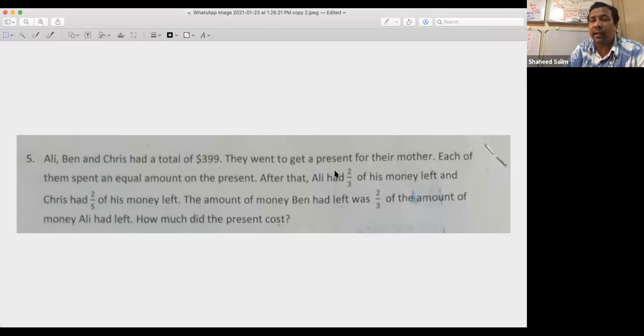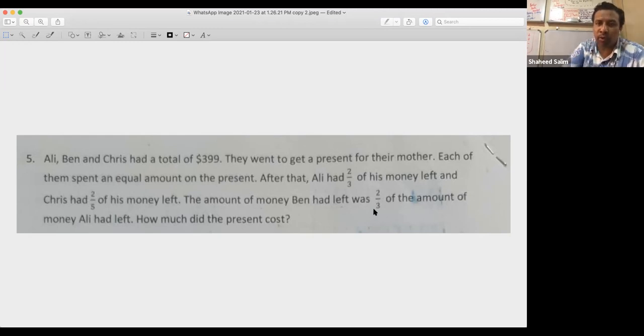After that, Ali, this is where you draw your model. Ali had 2/3 of his money left. Means the amount of money he spent is 1/3. Do you understand that part? He had 2/3 of his money left, so 1/3 is what is spent. And then Chris has 2/5 of his money left. That means 3/5 was what is spent.